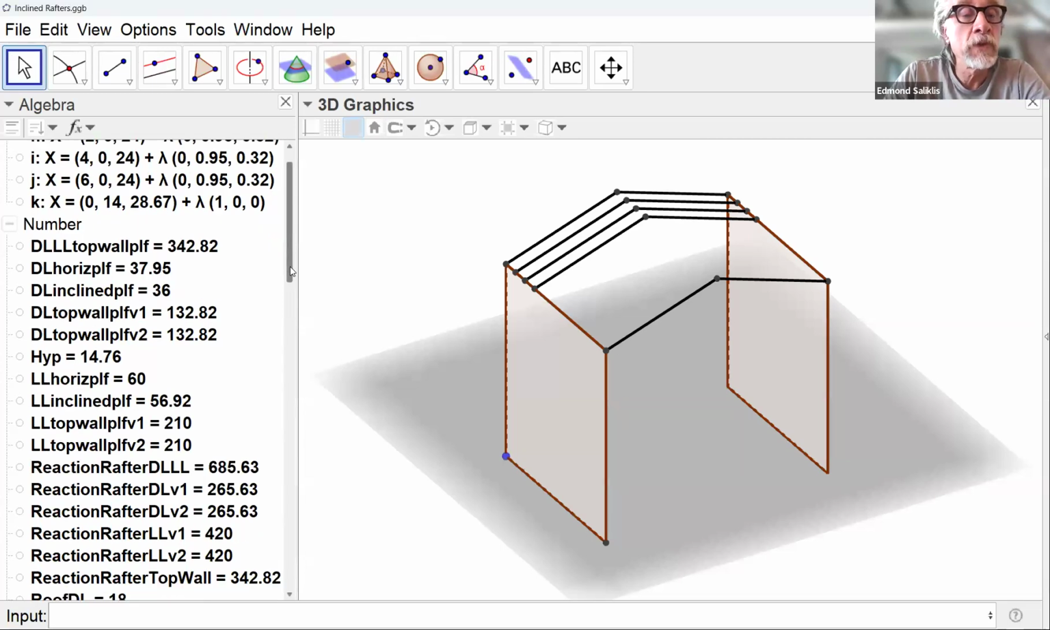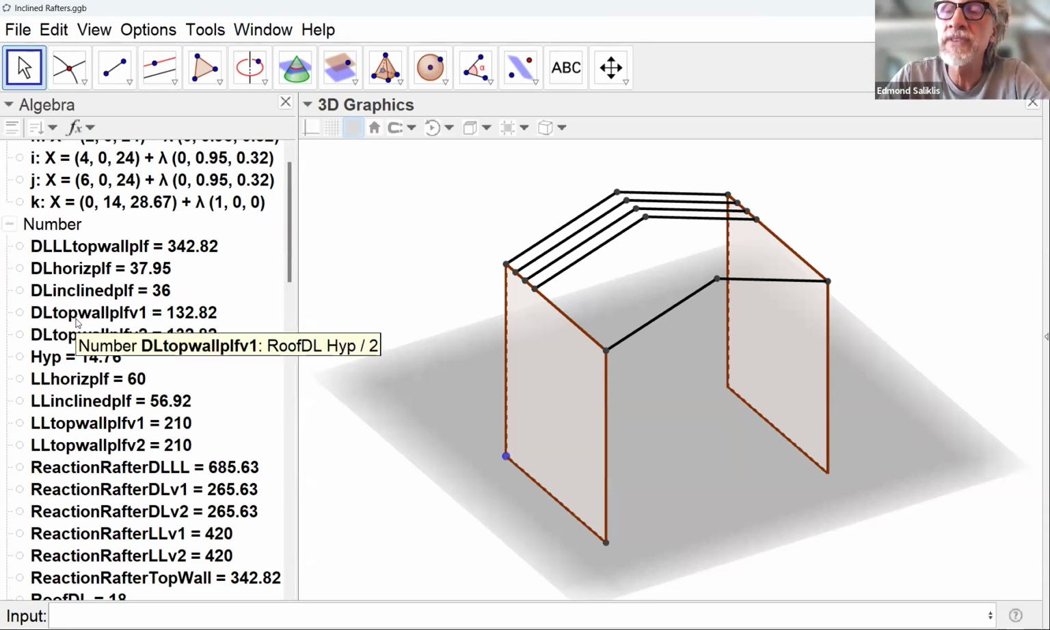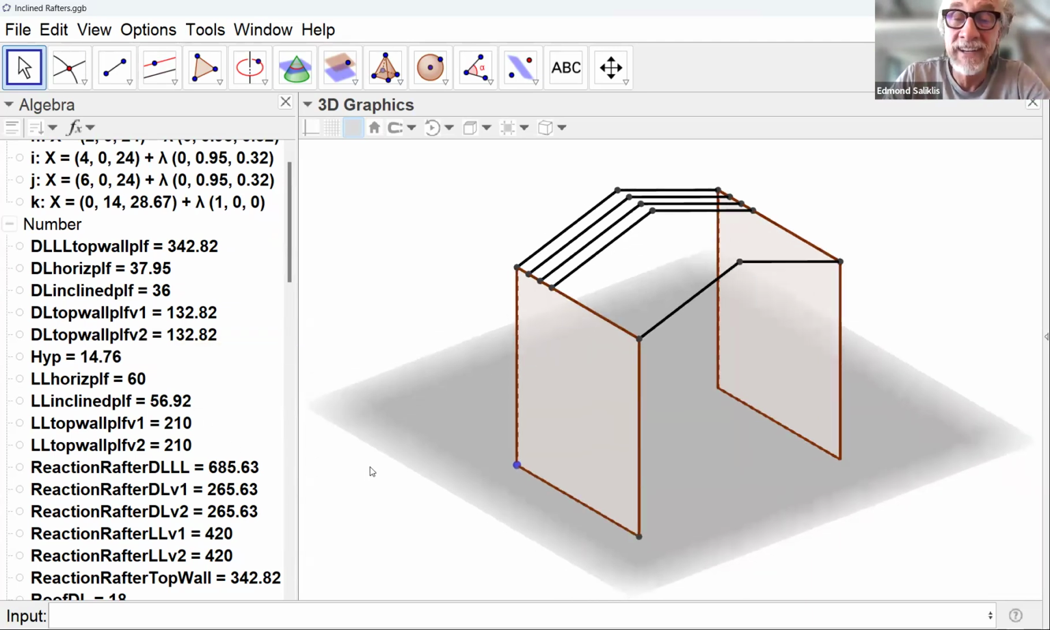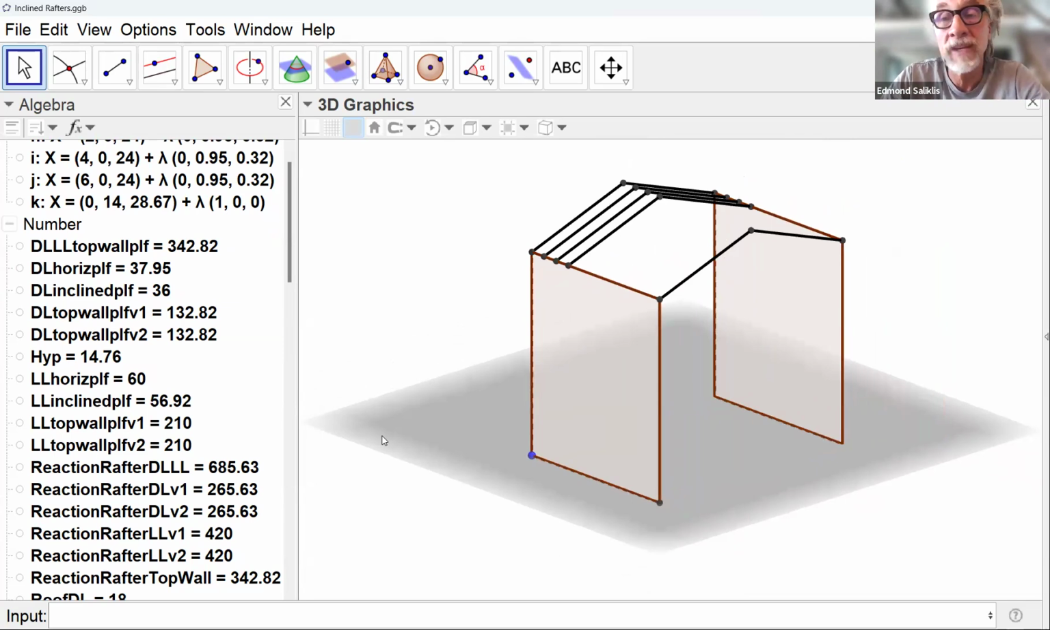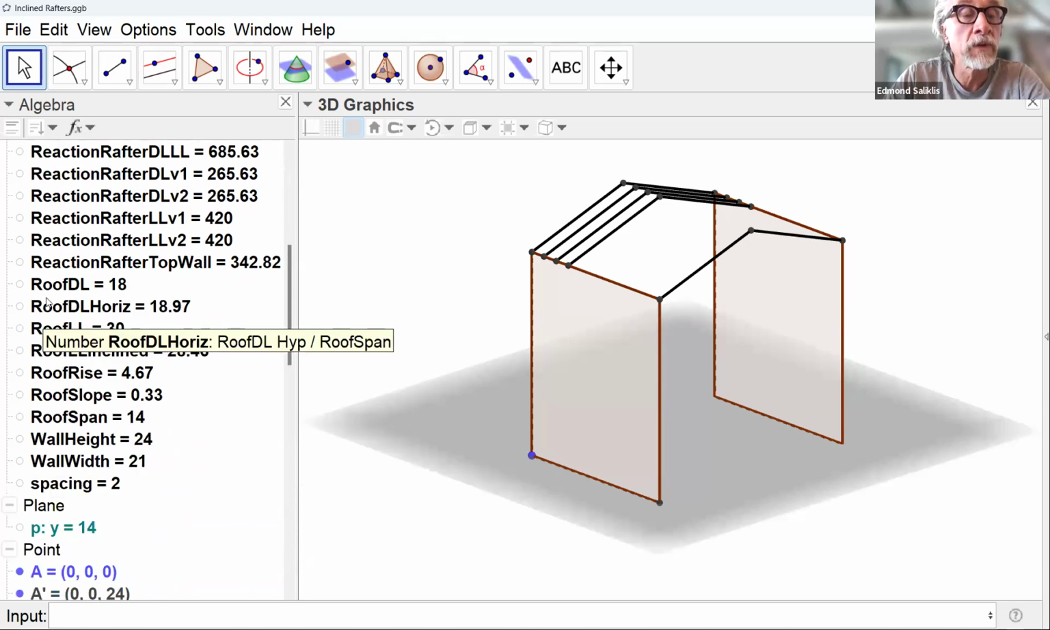So you should set up your algebra window using variable names that make sense to you. And remember, everything is parametric. The only thing, and I'm not exaggerating, the only thing that is not parametric is this blue dot here. Everything else is a parameter. That blue dot is at 0, 0, 0. Okay, so let's say I have dead load. I think I called it roof dead load. Here it is. Roof dead load is 18.